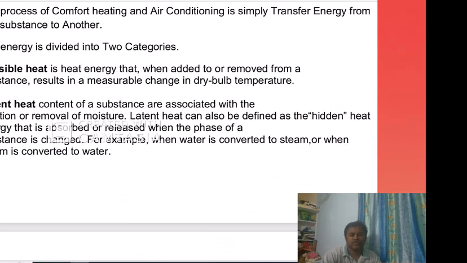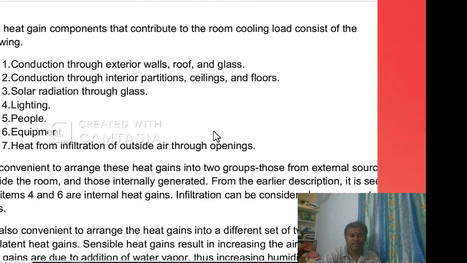These two components are also very important, sensible and latent heat. You can see the same thing in this text: the conduction through exterior walls, roof and glass, conduction through interior partitions, ceiling and floorings, solar radiation through glass, lighting, people, equipment heat and infiltration. These seven things all give sensible as well as latent heat. The sensible and latent portions are separated, and we take the total additive values and try to get the BTU.